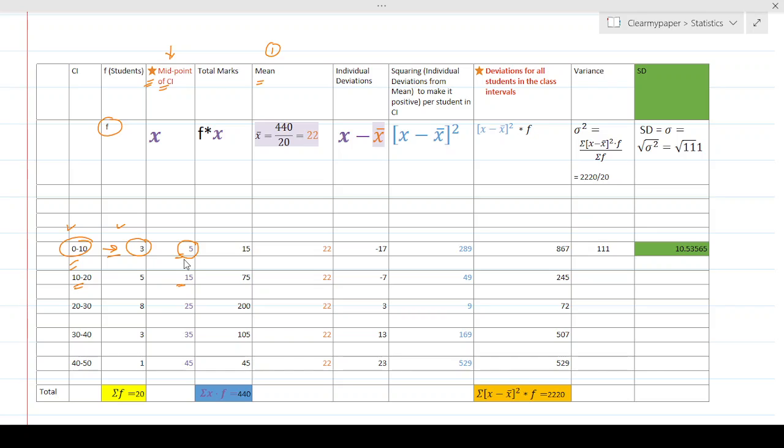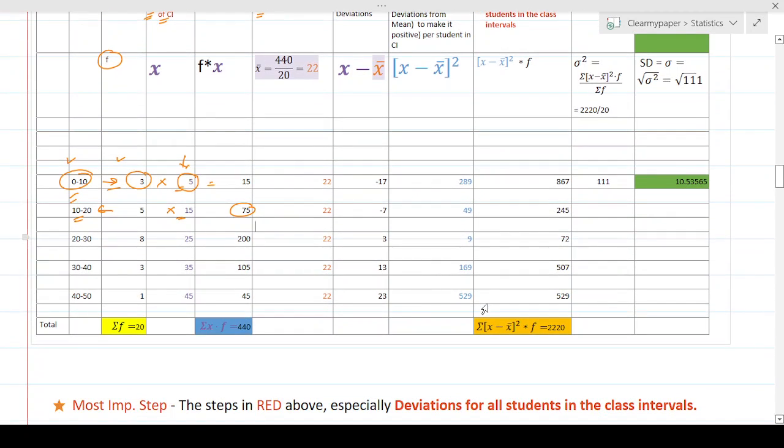I'm assuming that. That means for 3 students, it's going to be 3 into 5 is equal to 15. So one student scores 5 marks. For 3 students, I just need to multiply that. Similarly, 5 students on an average have scored around 15 marks for this class interval. So it's going to be 5 into 15, 75 marks will be the total marks for all the students belonging to this class interval. And that way now I have the total marks, which is the sigma x into frequency.